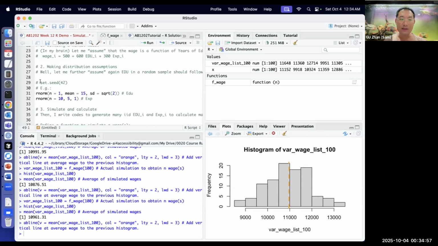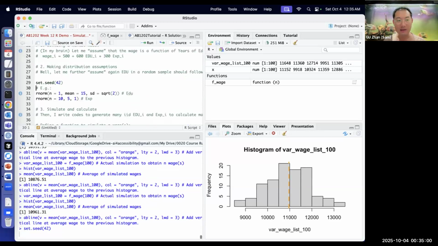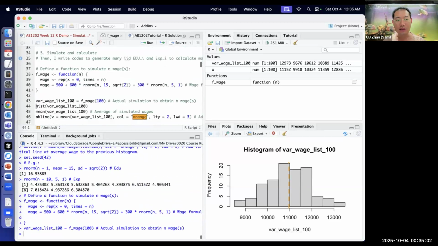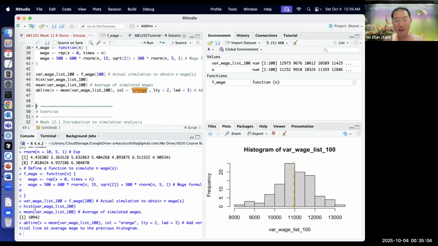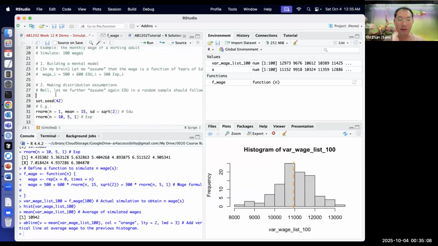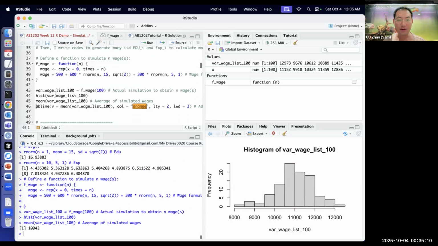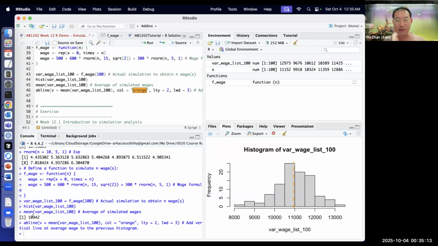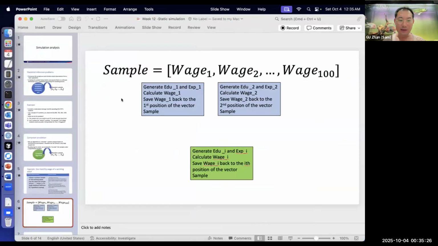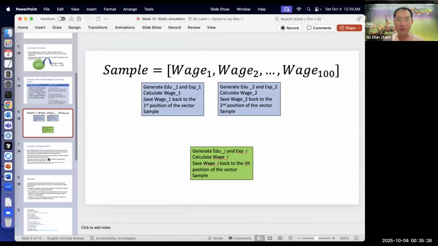But if you want to fix the seed value, let's set seed 42 and run it, you always get this 10942. Then we run from the beginning again, and you always get this 10942. If you uncomment it and run the exact same code as mine, you will still get the same value that you see on the screen. Okay, so next is the next example.